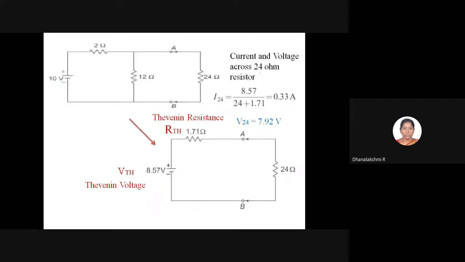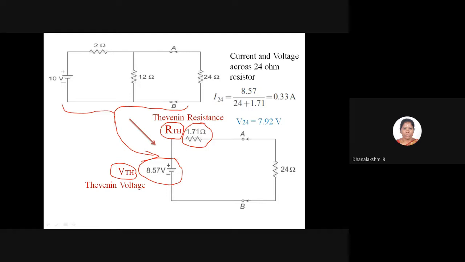Now we have to frame the Thevenin's equivalent circuit. This is the original circuit given, where we are going to convert this circuit into a Thevenin's equivalent circuit. Thevenin's equivalent circuit consists of a voltage source along with a resistance in series. This voltage source is called the Thevenin voltage, and this resistance in series is called the Thevenin resistance. Just now we calculated the Thevenin voltage, which is 8.57, and the Thevenin resistance, which is 1.71.